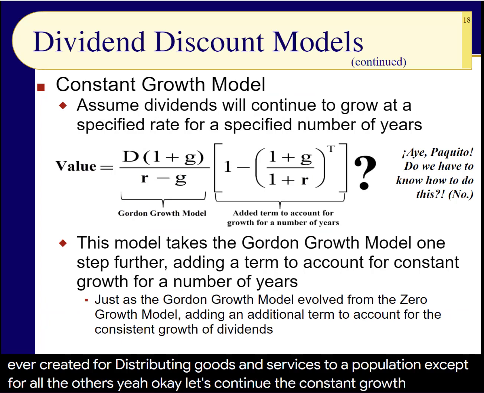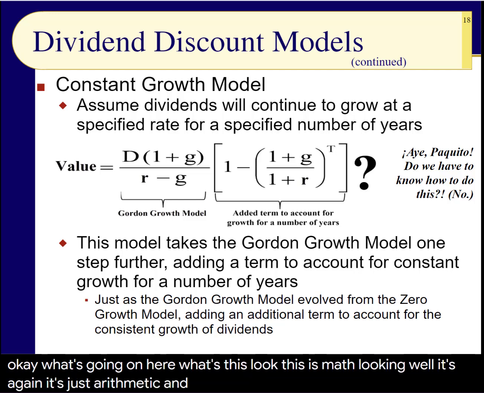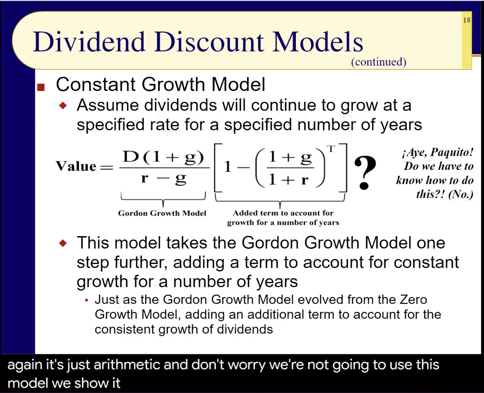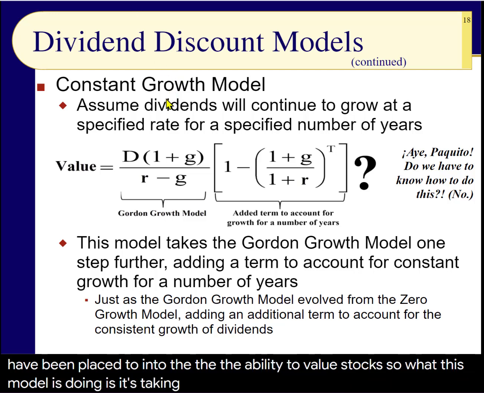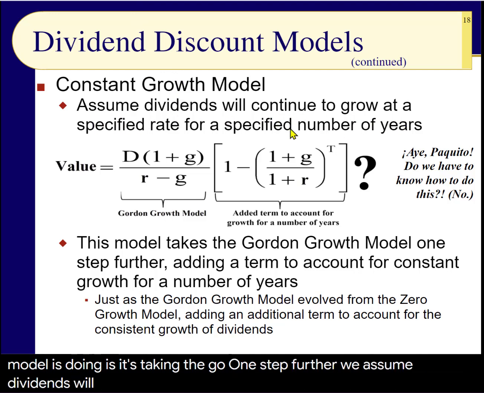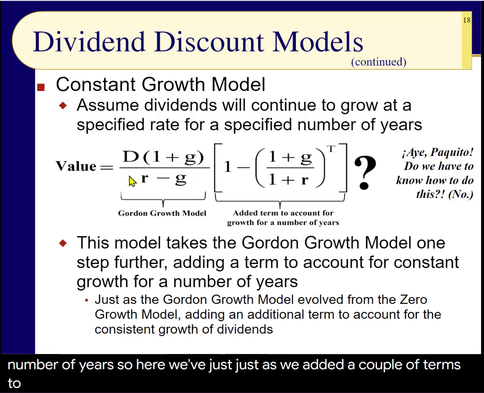The constant growth model. What's going on here? What does this look like? This is math looking. Well, it's just arithmetic. And don't worry, we're not going to use this model. We show it to you to show you what kind of energy and resources have been placed into the ability to value stocks. What this model is doing is taking the Gordon growth model, the constant perpetual growth model, one step further. We assume dividends will continue to grow at a specified rate for a specified number of years. Just as we added a couple of terms to the zero growth model, we're adding a couple of terms to the Gordon growth model.